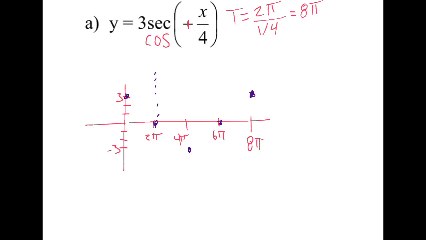So all those zeros will turn into vertical asymptotes, and then all those points will remain. If it's below the axis of symmetry, it will be going down towards those asymptotes, and if it's above the axis of symmetry, it will be going up towards those asymptotes, and that is one full cycle.